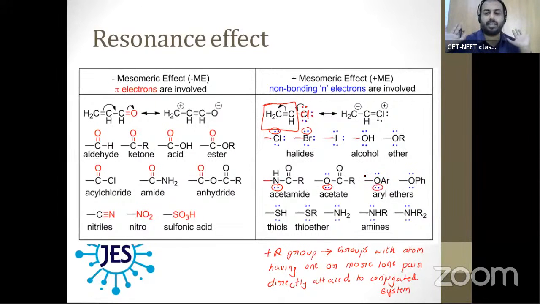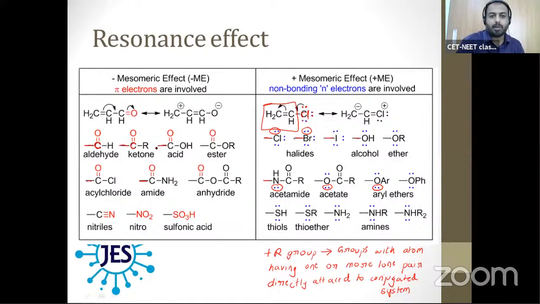That makes it plus R, that's all. Very easy. Then what is minus R? Look at this. These are the connecting bonds by which the groups are attached to the conjugated system. Okay. Now, look at these highlighted atoms.